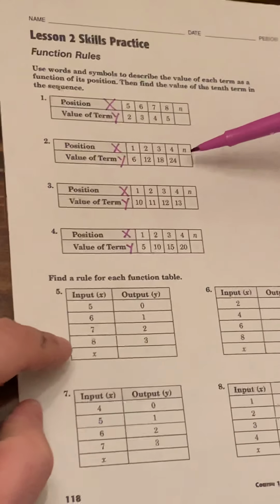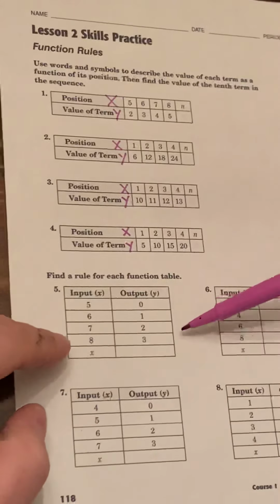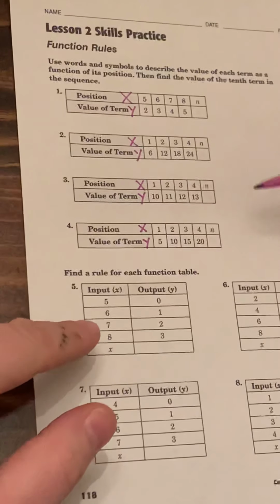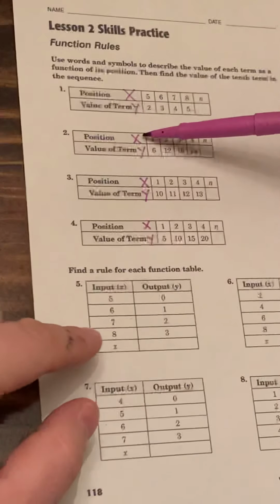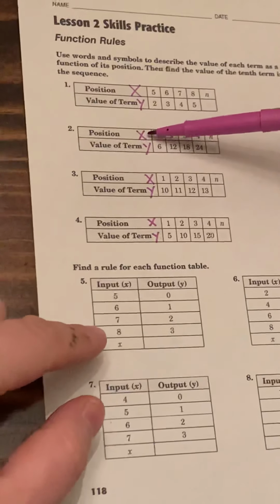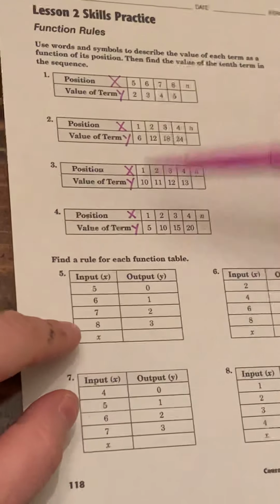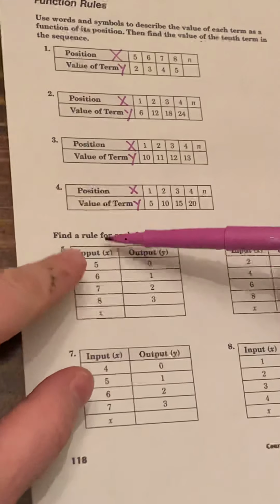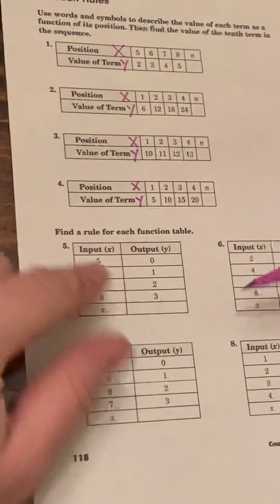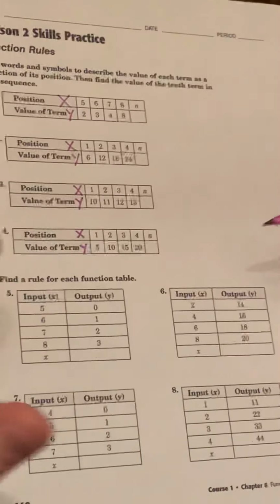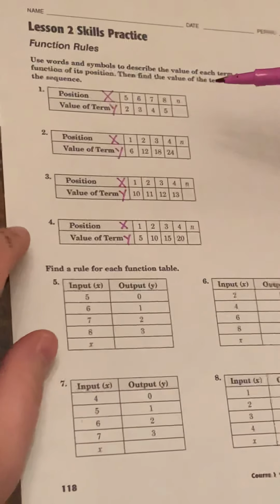First, I want to talk about the two different types of tables. We have a horizontal table and a vertical table. There's really no difference other than which way it's pointing. On the horizontal table, the x, the input or independent variables, are on top, and the y, the output or dependent variables, are on bottom. With the vertical table, x is always on the left, y is always on the top. Other than that, there's really no difference.